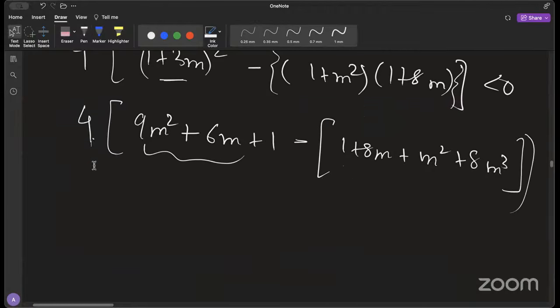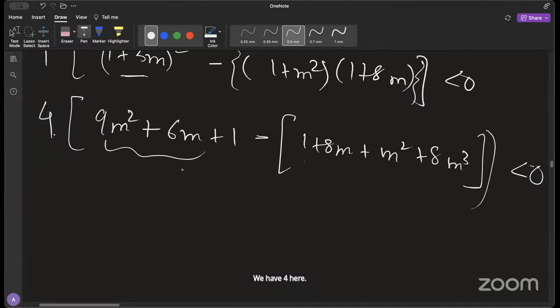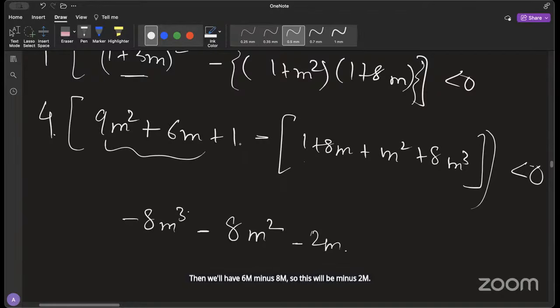We have 4 here. Since we have minus 8m cube, then you'll have minus m square and plus 9m square. That will be plus 8m square. Then we'll have 6m minus 8m, so this will be minus 2m. And 1 is going to get cancelled, right? So this is what we're going to have.